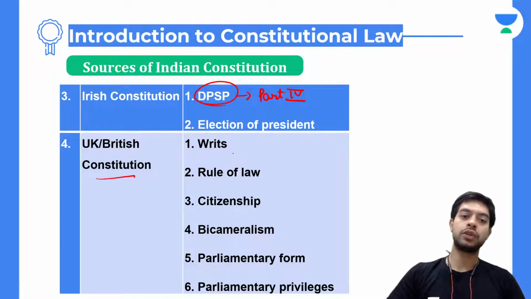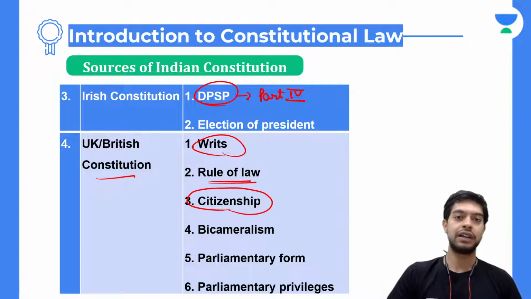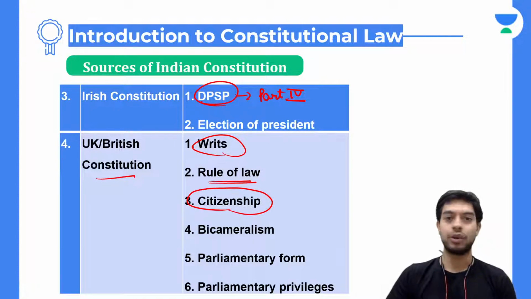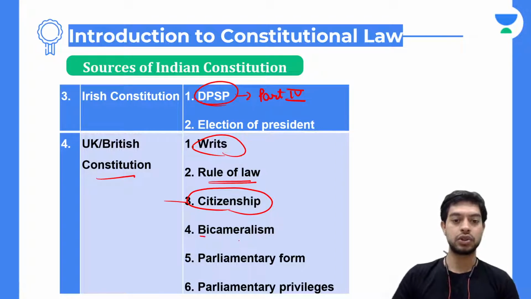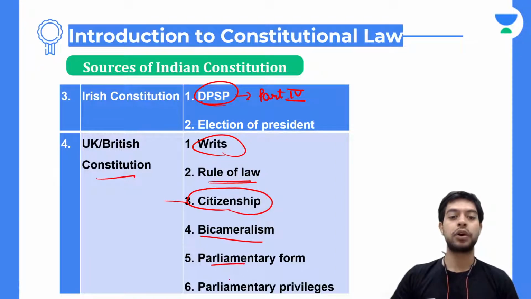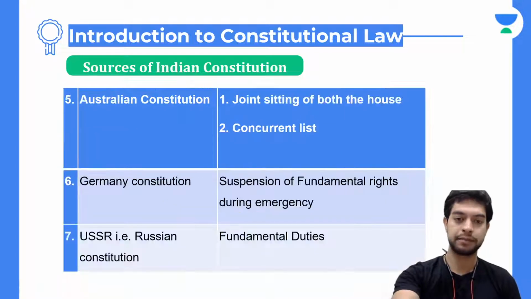From the British Constitution, we took the writs, the five types of writs: habeas corpus, certiorari, prohibition, quo warranto, and mandamus. Rule of law. Yes, there is a concept of rule of law in the Indian Constitution. I will teach you it. Citizenship. There is single citizenship in India, India में single citizenship है, dual citizenship नहीं, just like the United Kingdom. Bicameralism means two houses of parliament, lower house and upper house. Bi means two. पार्लियामेंट्री फॉर्म ऑफ गवर्नमेंट एंड पार्लियामेंट्री प्रिविलेजेस, जो भी पार्लियामेंट्री प्रिविलेजेस मेंबर्स ऑफ पार्लियामेंट को मिलते हैं.